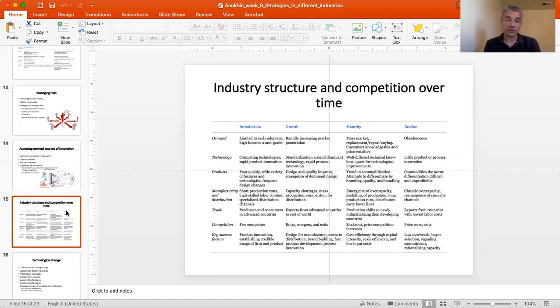The only thing I want to mention here is that in the maturity stage, and to a lesser extent, growth stage, as the product gets standardized, manufacturing typically gets outsourced to lower cost countries. We tend to think of those as typically providing cheap labor. That's not the only thing, right?